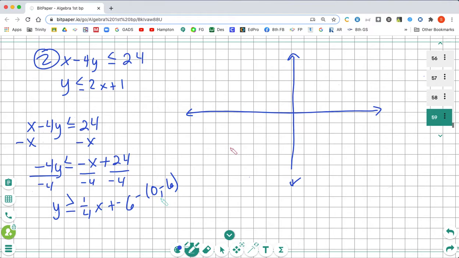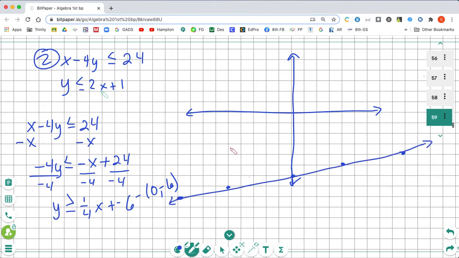And I'm going to go up 1 to the right 4, up 1 to the right 4, down 1 to the left 4, down 1 to the left 4. Now, this is a greater than or equal to, so that means that's going to be a solid line.